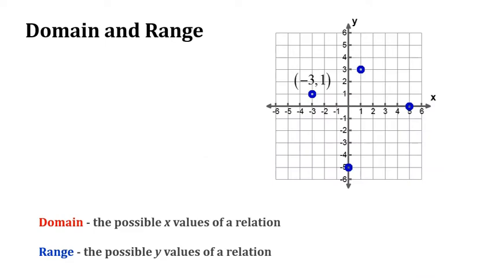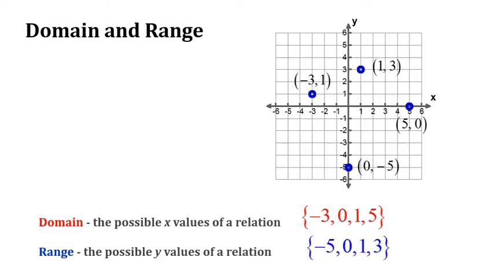Let's write down the coordinates of the points: (-3, 1), (0, -5), (1, 3), (5, 0). The values for the domain are -3, 0, 1, and 5. The values for the range are -5, 0, 1, and 3.